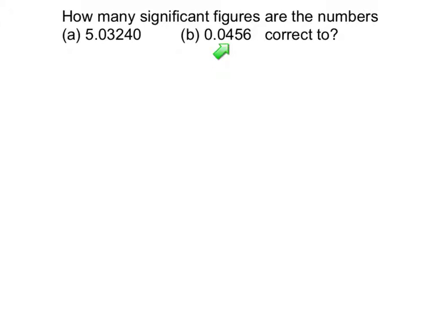Okay, let's look at the solution for part A. To count the number of significant figures in a number, we start at the first non-zero digit and we count every digit including this one. So here we've got 1, 2, 3, 4, 5, 6. There are 6 digits in the number. So for part A, it's correct to 6 significant figures.